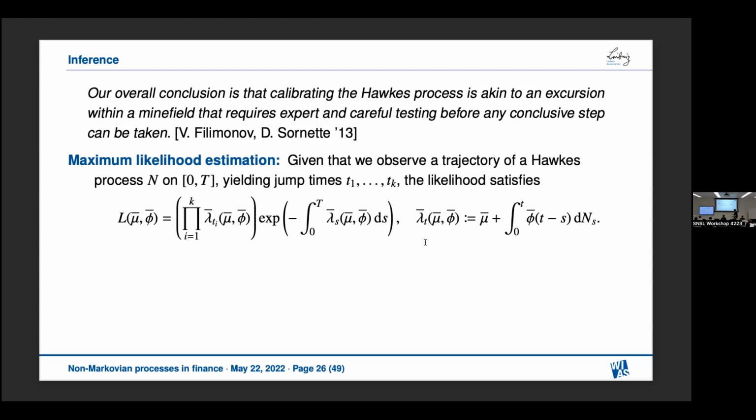When preparing for this talk, I came across this nice quote from a paper by Filimonov and Sornette: "Our overall conclusion is that calibrating the Hawkes process is akin to an excursion within a minefield that requires expert and careful testing before any conclusive step can be taken." I think that in particular refers to financial data. So maybe earthquake data is nicer, I'm not sure.